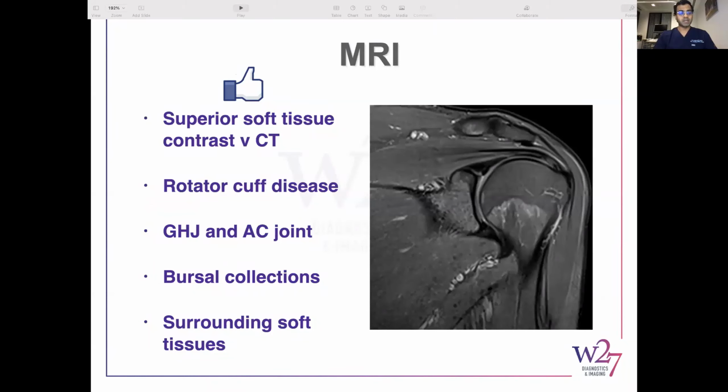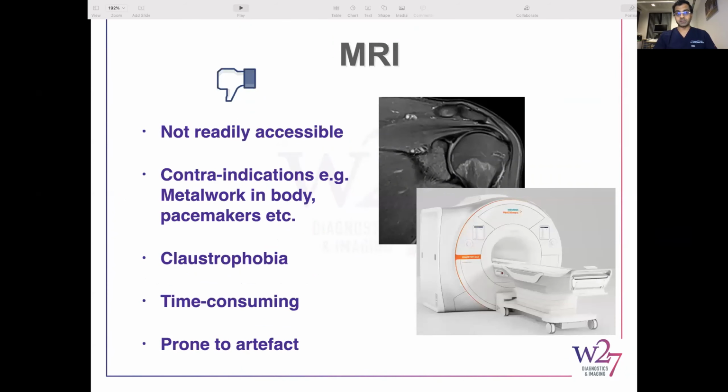Moving on to MRI. MRI has a superior soft tissue contrast capability compared to CT, and you can discriminate between fluid, fat, bone, calcium mineralization. So MR is really useful in that regard, and certainly for shoulder imaging, MR is used quite a lot for assessment of rotator cuff disease. It's also superior at looking at the intra-articular structures compared to ultrasound.